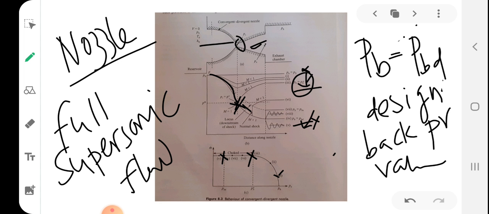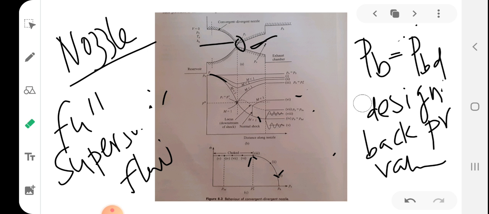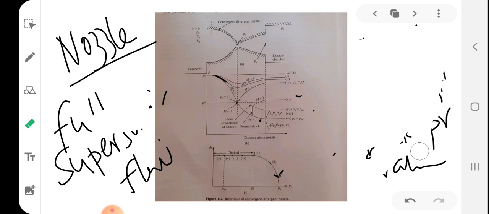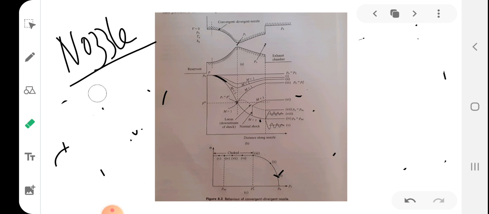So here, even though it has stopped in the divergence section, it is only producing a subsonic flow. You can see that M is still less than 1 in case of PB star, but in case of PBD, M is greater than 1. Okay. So even though PB star and PBD are associated with the choked value, PB star produces subsonic flow only, but PBD produces fully developed supersonic flow.